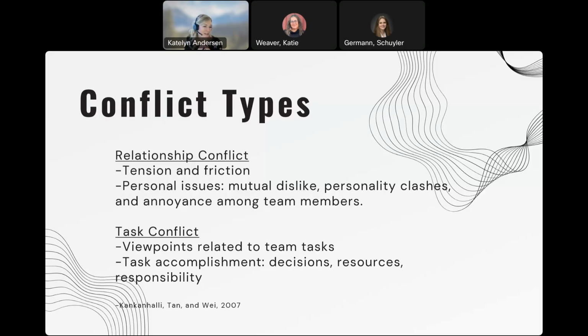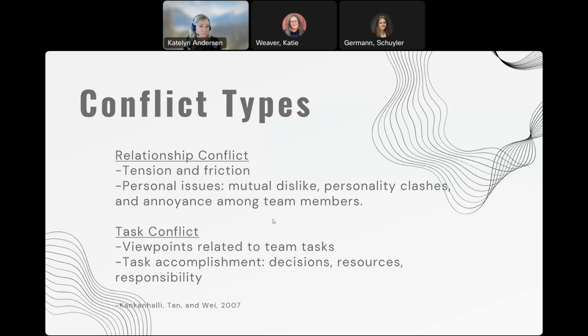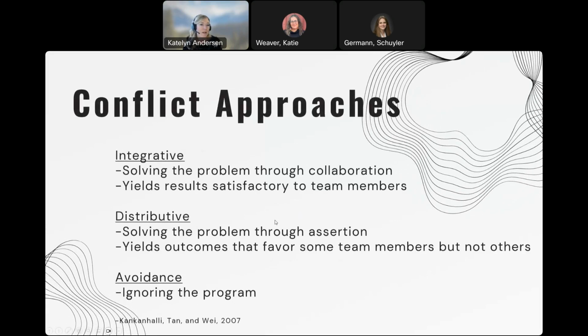But what happens though is that often if the task isn't outlined, we start to turn it into the relationship, and we start to attach it and attribute their actions to the person that they are. And it just strengthens that us versus them mentality. And how you can approach this though is through integration, distribution, and also avoidance.